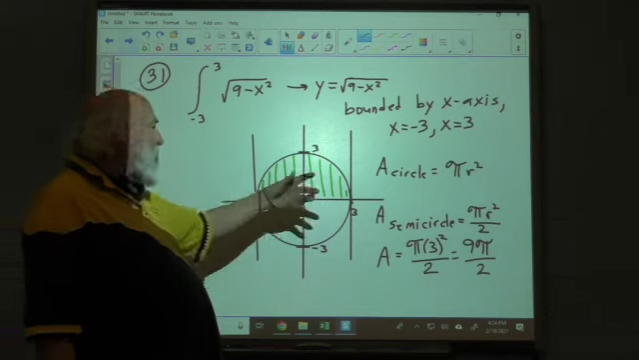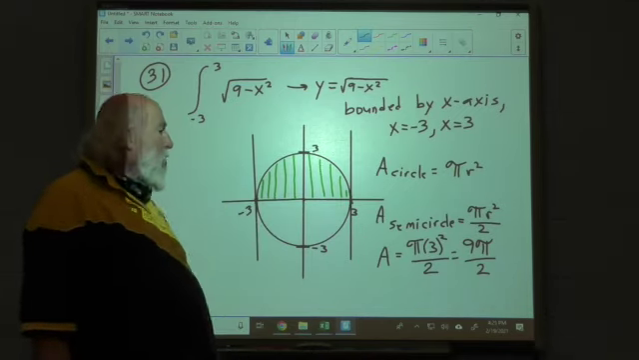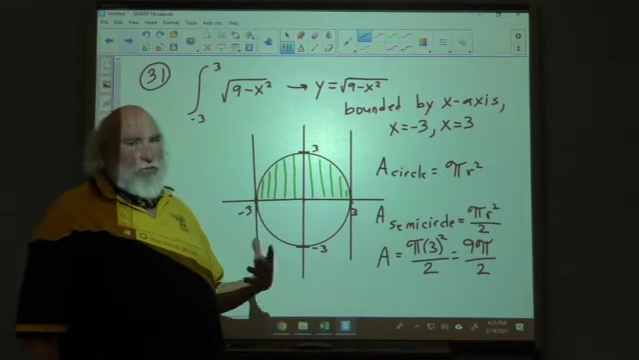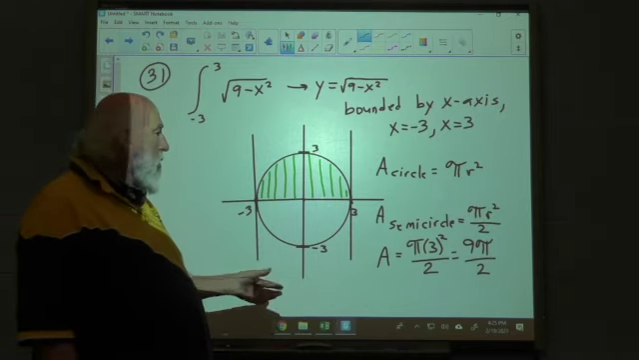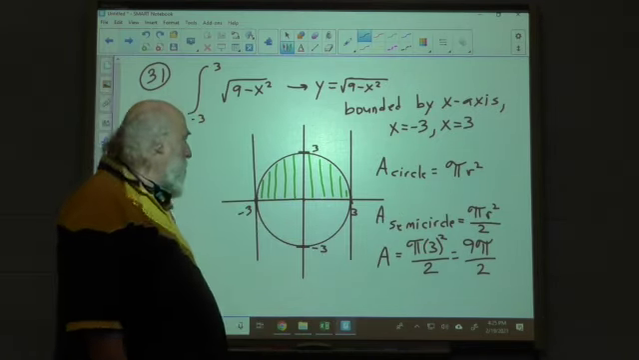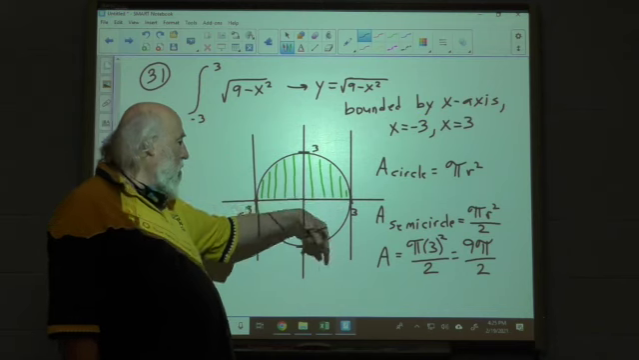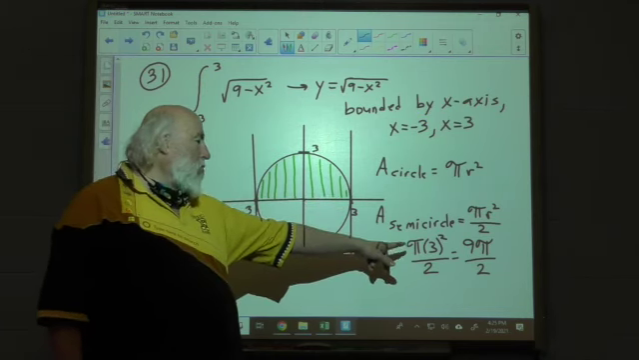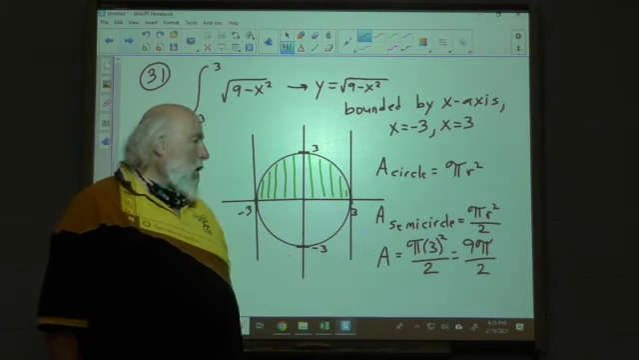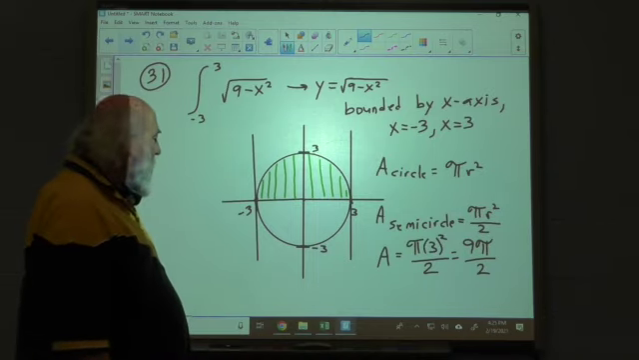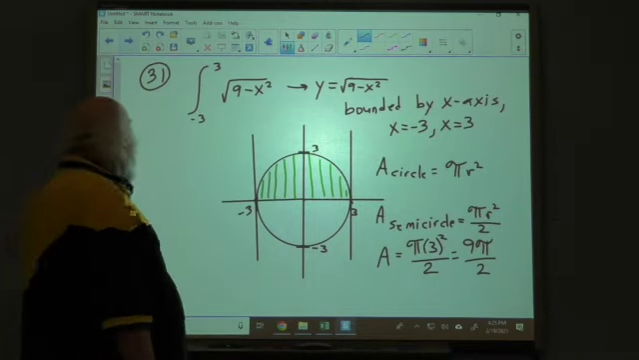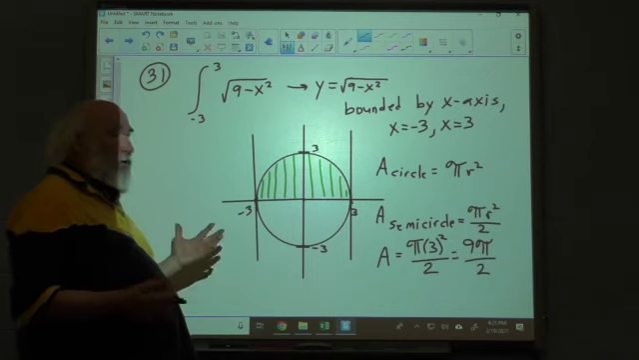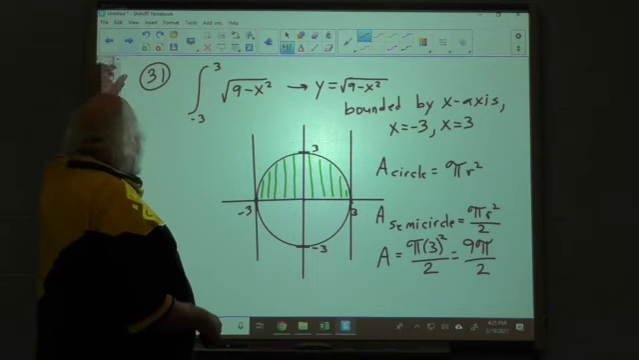We know the area of a circle is pi r squared. Therefore, the area of a semicircle, the prefix semi means half, is pi r squared over 2. And the radius is 3. So pi times 3 squared over 2 is the area, which equals 9 pi over 2. And there's your area. So, the problems are going to be pretty much like that, not too complicated.